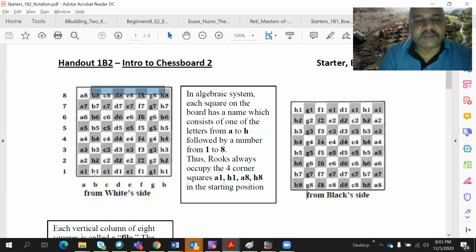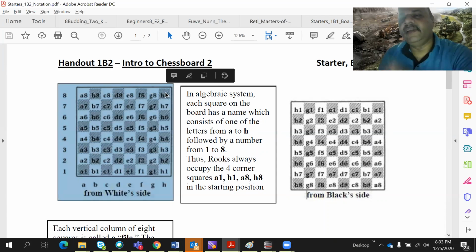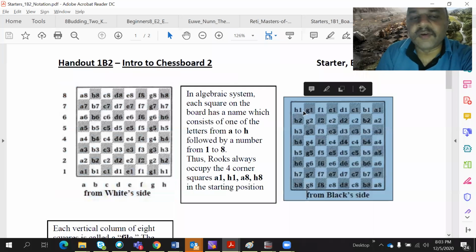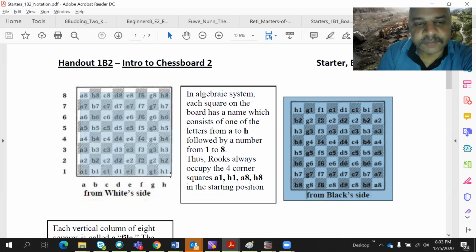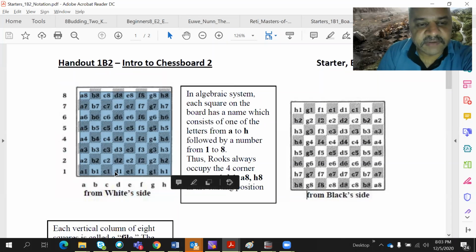So you have the squares going from A1 to A8, B1 to B8, C1 to C8, like this, going to H1 to H8, right? So each square is first of all given a unique name. Okay. So if you are looking at it from the white side, this is how the chessboard looks, because your side is A1, B1, C1, D1, and the opponent's side is A8, B8, C8, D8, E8, F8, G8, H8.